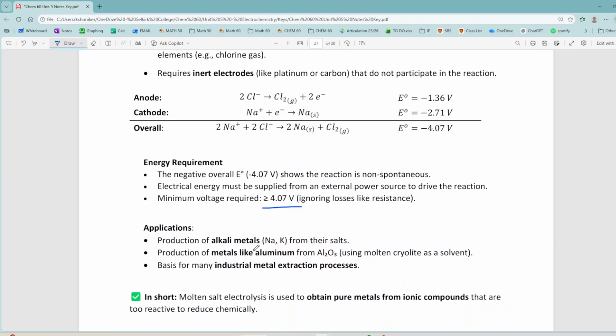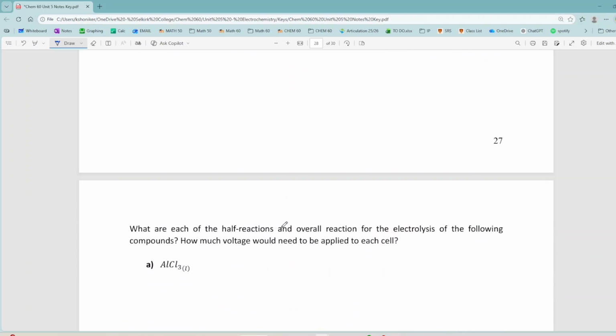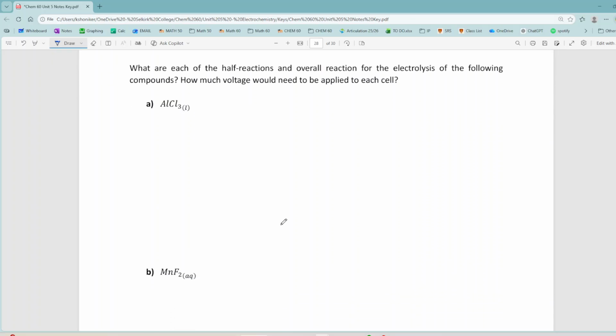Okay. So what can I ask you? Well, I can ask you the differences between electrochemical and electrolytic cell, knowing things like spontaneity and the E value and what reaction is happening at the anode and all that kind of stuff is fair game. And then something else would be like these two questions. It says, what are each of the half reactions and overall reaction for the electrolysis of the following compounds? How much voltage would need to be applied to each cell?